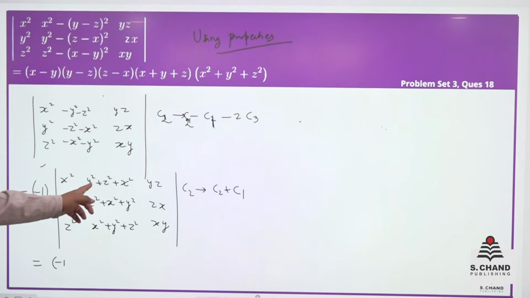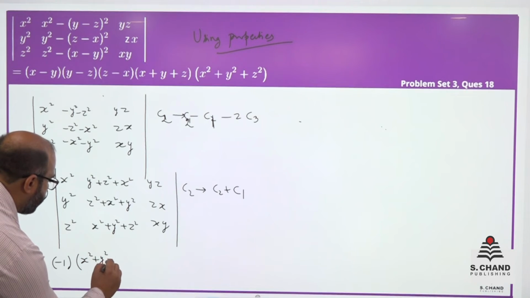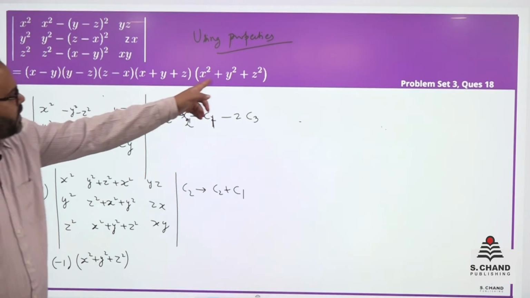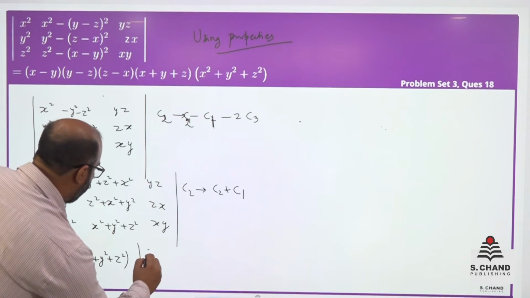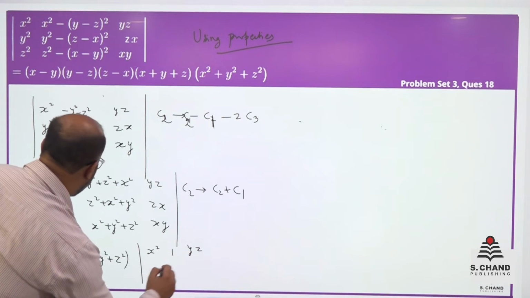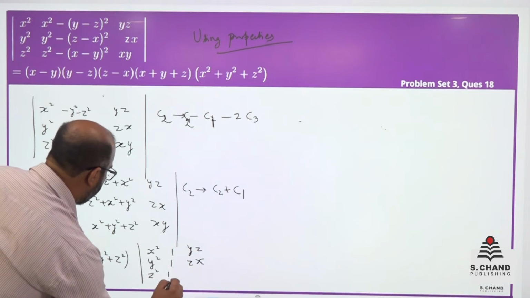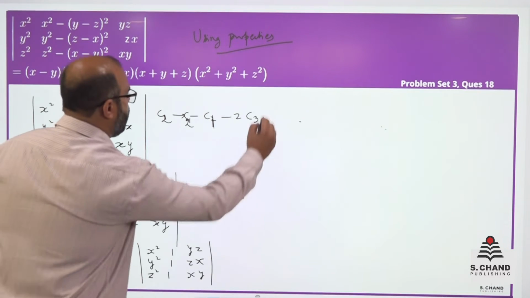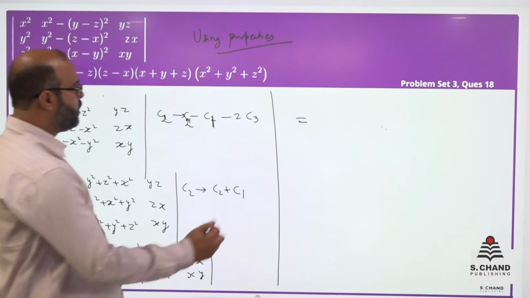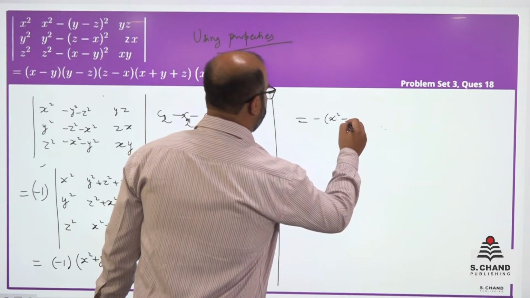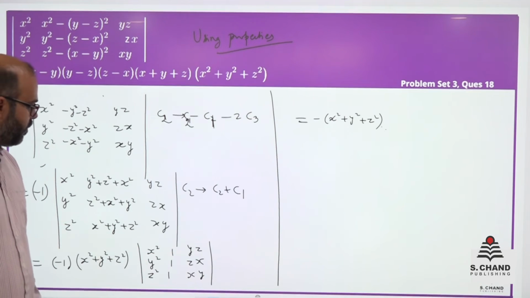Now we can take common x square plus y square plus z square from the second column. And there is one such term. So at least we are on the right path. This is x square 1 yz, y square 1 zx, z square 1 xy. Okay. Now this is equal to minus x square plus y square plus z square. Now this determinant we have to find out. How can we find it out?